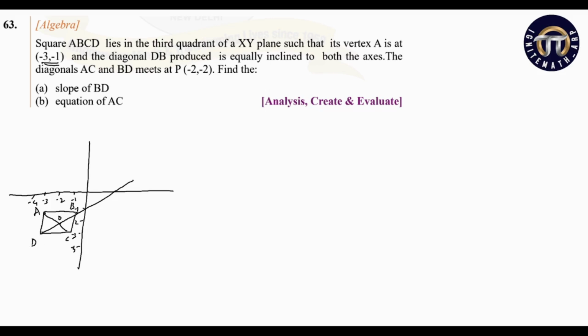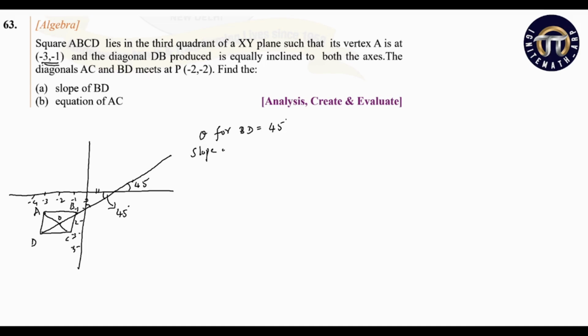ABCD. So because BD produced is equally inclined, what does that mean? This is equal to each other. Equally inclined in the sense that it is making a 45-degree angle with both the axes. So now here if this is 45, this also becomes 45. So I can say that theta for the diagonal BD is equal to 45. Inclination of the diagonal BD is equal to 45.